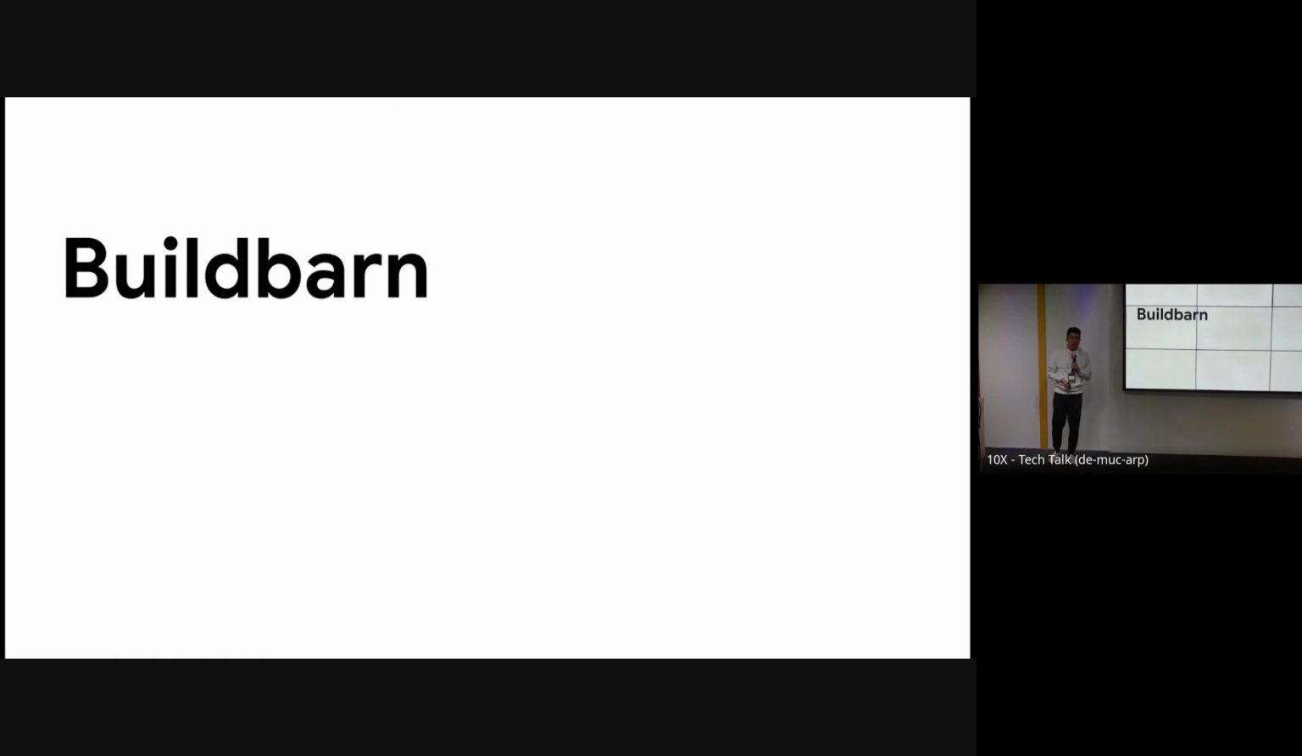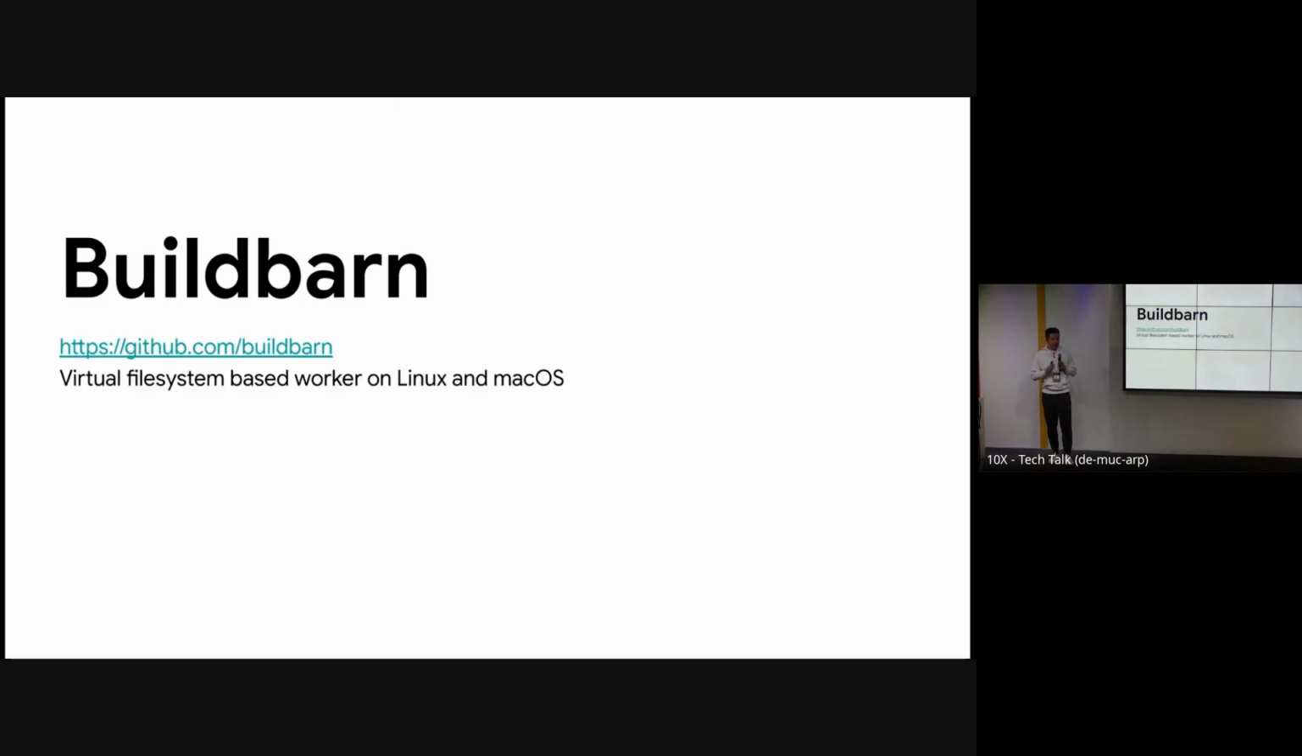Later on, we tried BuildBarn. There will be a talk dedicated to BuildBarn tomorrow, so I won't go into too much detail here. Now, BuildBarn has different kinds of file system-based workers. For example, on Linux and macOS, it has virtual file system-based workers, which is super efficient. On Windows, it has native file system-based workers. Now, for large projects like NeoX, the native file system worker took too much time to prepare all the input trees, so we can't use it.